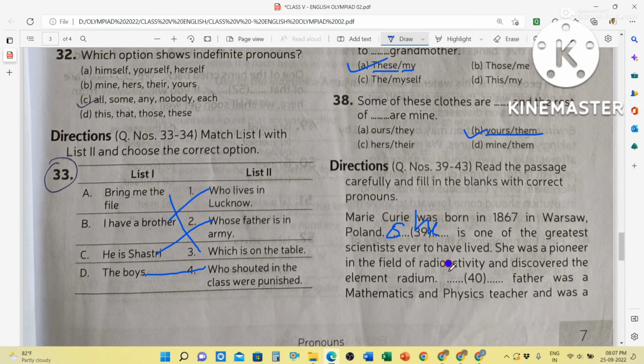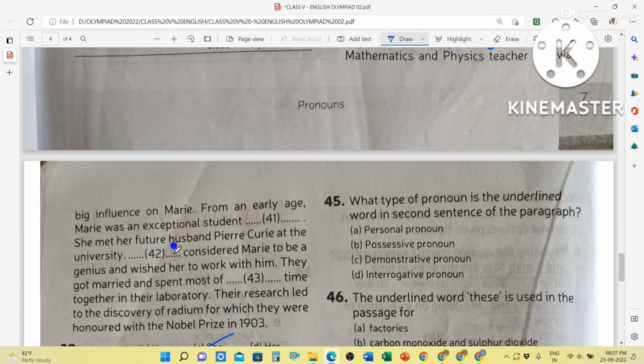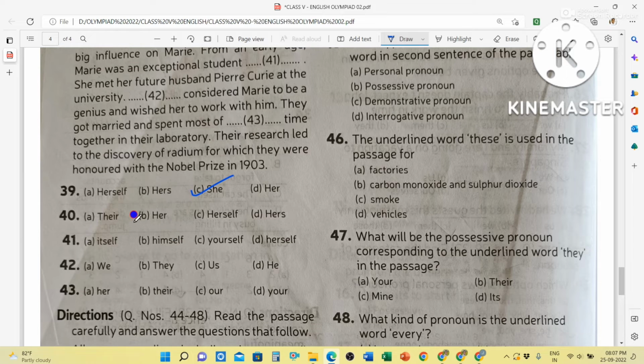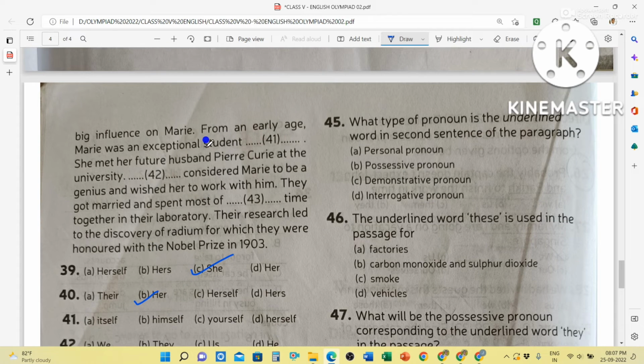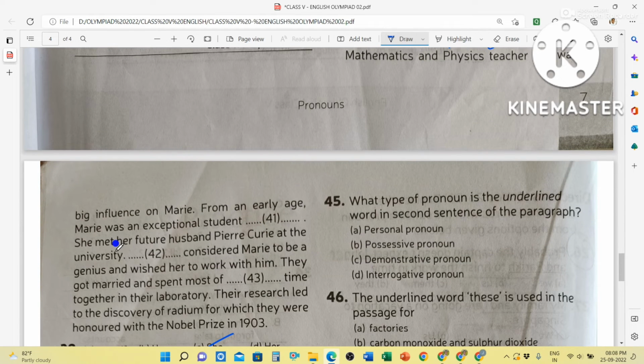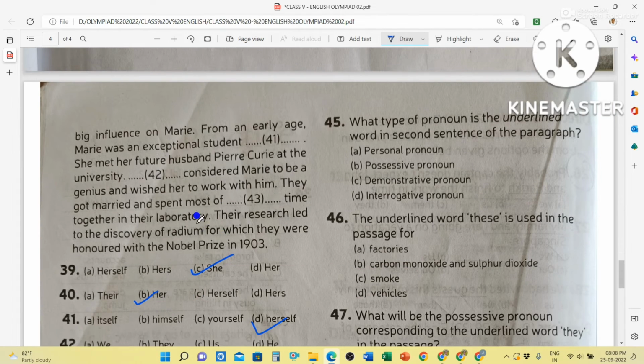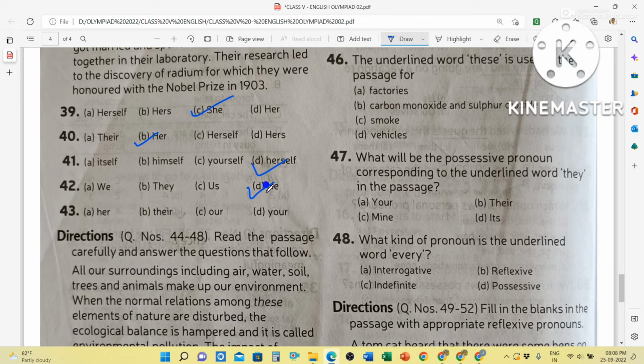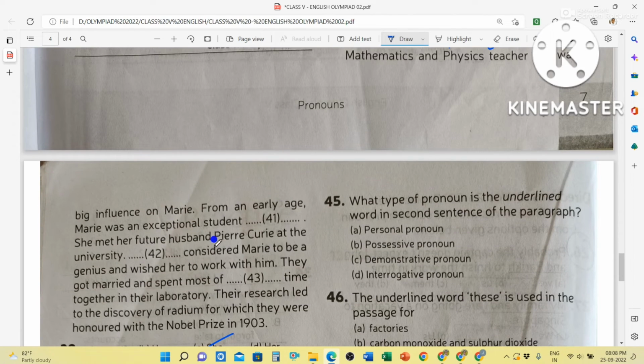There's her father. So her father was a mathematics and physics teacher and was a big influence on Marie. From an early age, Marie was an exceptional student herself. She met her future husband, Pierre Curie, at the university. He considered Marie, he means his husband-to-be, to be a genius and wished her to work with him.